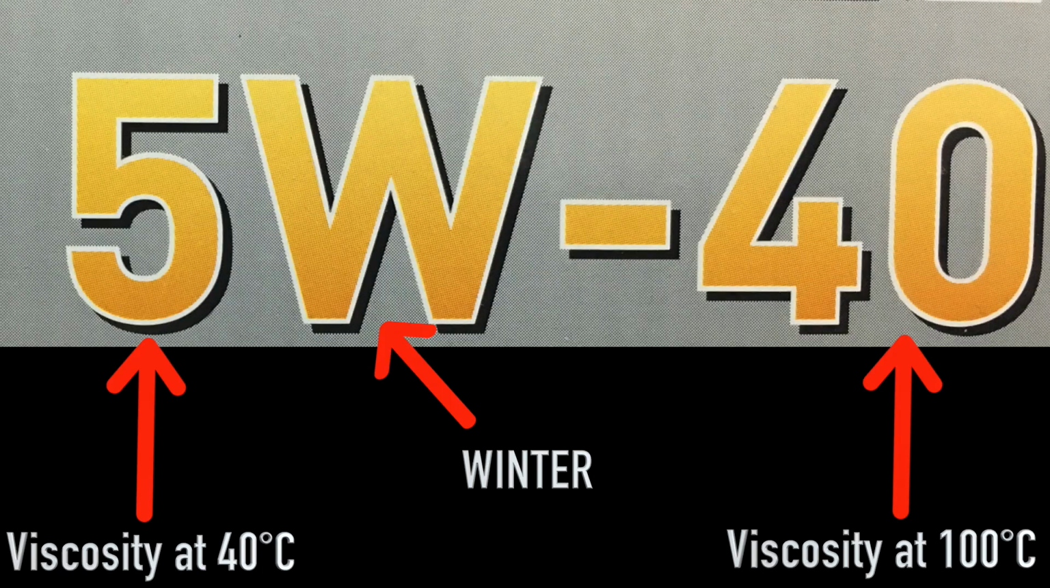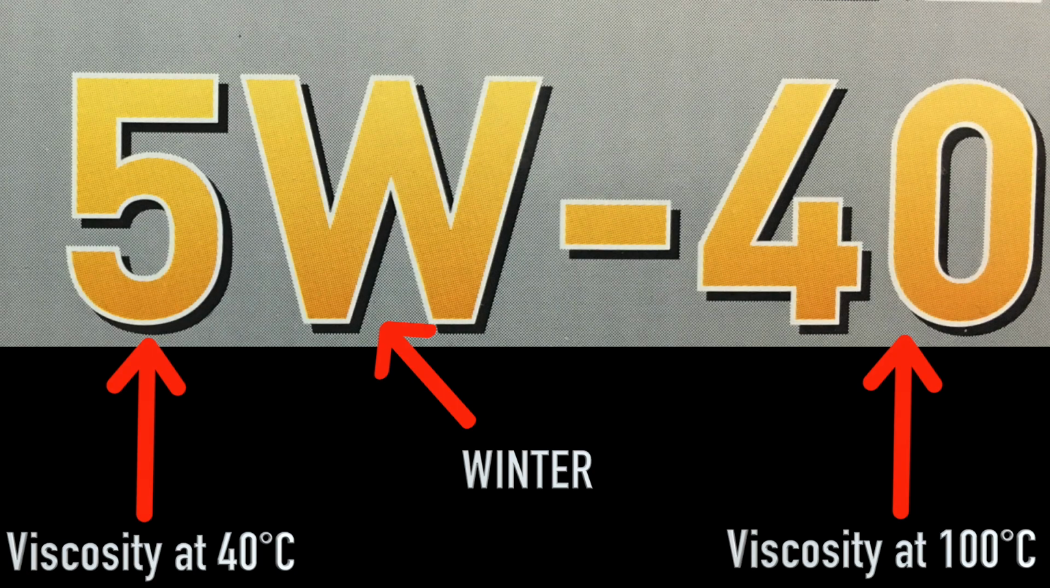So the W doesn't stand for weight. It stands for winter. Winter, right. Yes. So the first number that we're looking at is the way the oil flows when it's cold. Exactly. And then the second number is the way it flows when it's warm. The higher the numbers are, the thicker is the oil at that definite oil temperature.